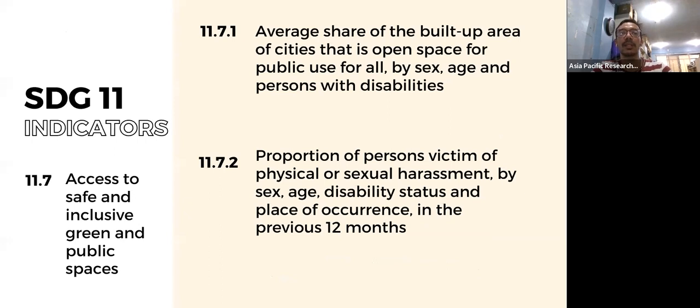So the first one is the share of the built-up area of cities which is open for public use without any discrimination based on sex, age, disability, and other possible factors. And the last one is an indicator regarding physical or sexual harassment based on different factors, how much of these occurred in the last 12 months.